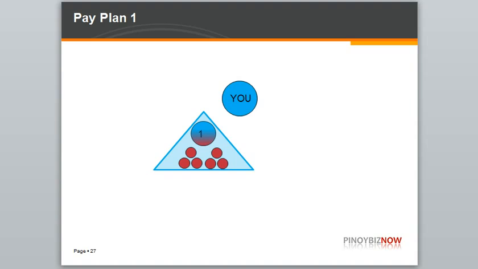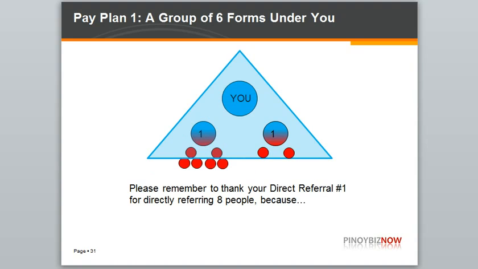Now since your first referral, see number 1, has cycled, that person will start a new group and that person will be placed in your missing slot over here. And that person will again work hard and invite other people. Let's say that person invites 2 more people. And now, you have a group of 6 under you.